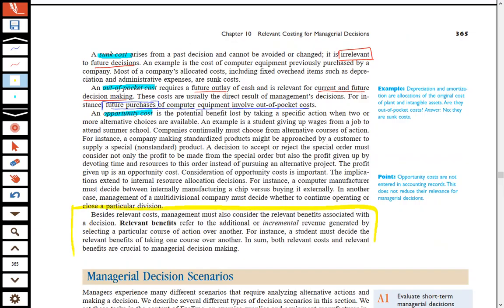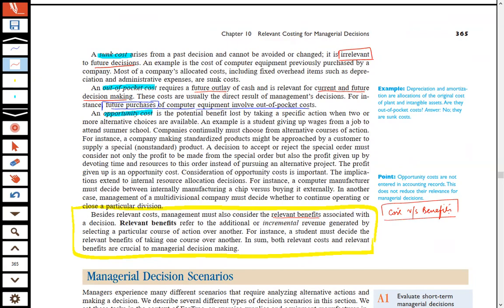Not only cost is important, some relevant benefits need to be analyzed in the decision making. What is being said here is, besides relevant cost, management also considers the relevant benefits. Because this is the analysis of what? Cost versus benefits. It's always a combo of cost versus benefits. So besides relevant cost, management must also consider the relevant benefits associated with the decision.